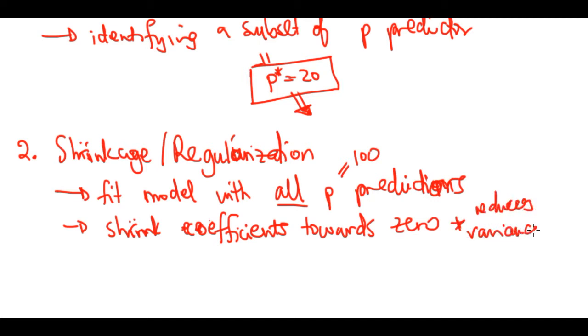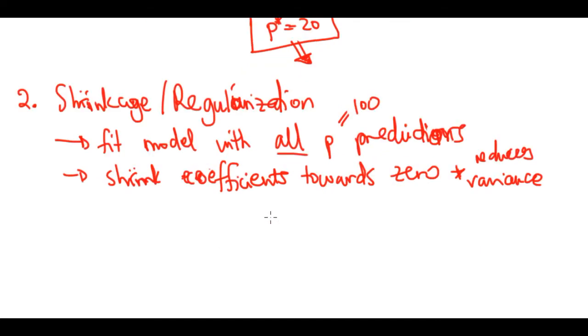Cool. It reduces variance, right? It reduces the variance, making our predictions, or the performance of our model, better. The performance will become better by reducing the variance, right?